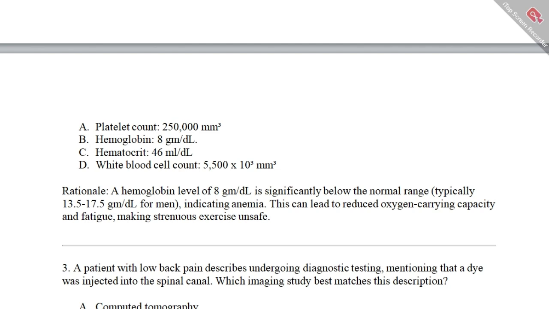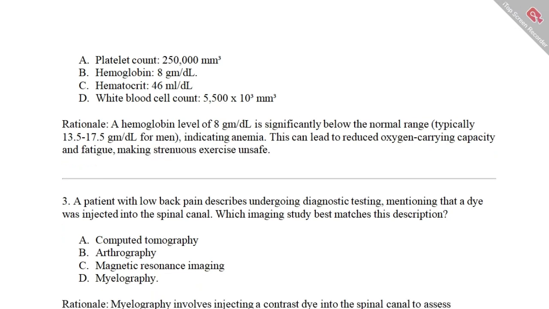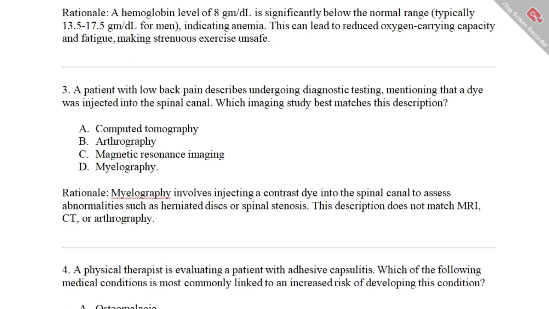Why is option B the correct option? Hemoglobin 8. A hemoglobin level of 8 is significantly below the normal range, typically 13.5 to 17.5 for men, indicating anemia. This can lead to reduced oxygen carrying capacity and fatigue, making strenuous exercise unsafe. Now let's move to question number 3.